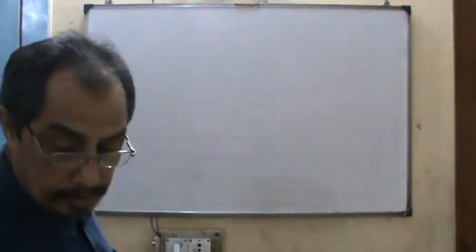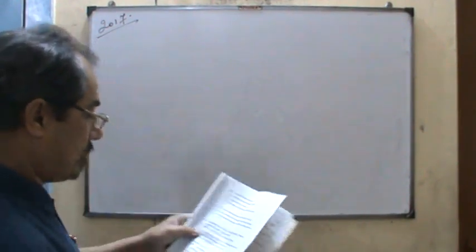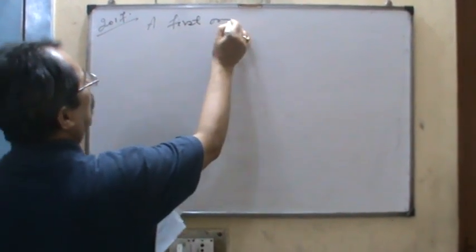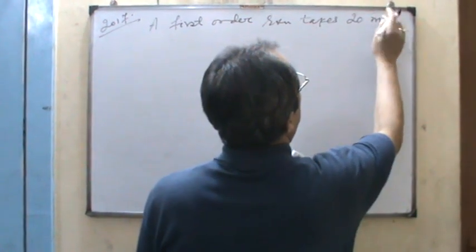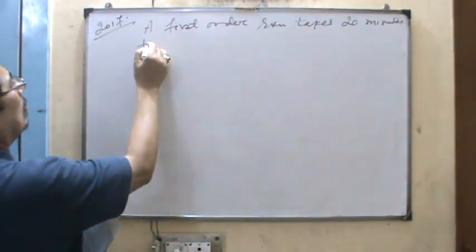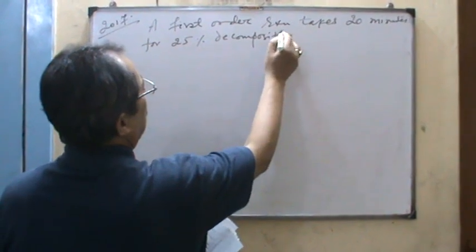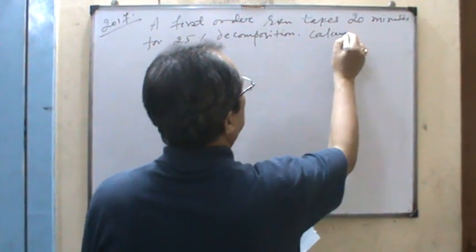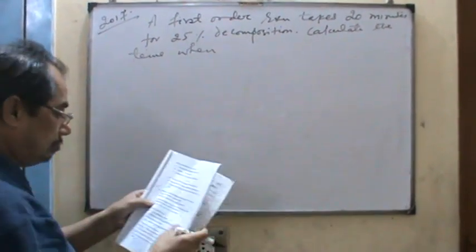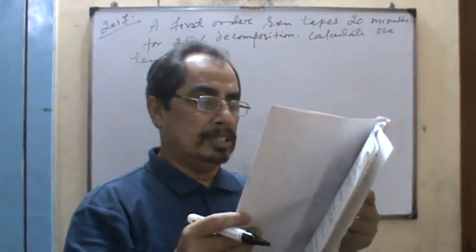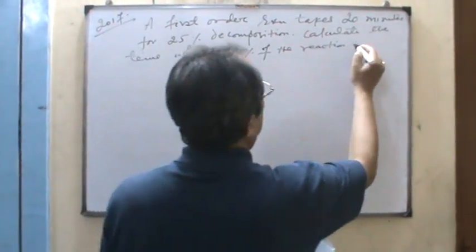Let me write down the question. 2017 paper, right? A first order reaction takes 20 minutes for 25% decomposition. Calculate the time when 75% of the reaction is completed.